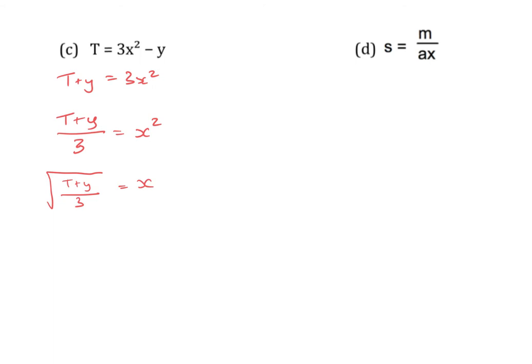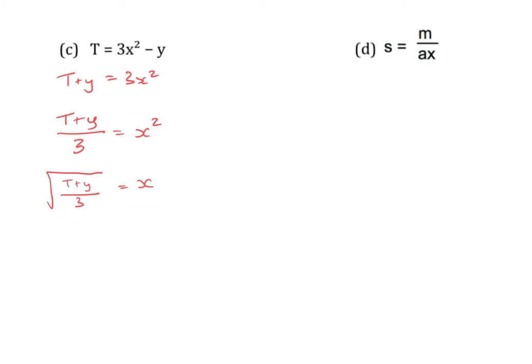For part D, we have s equals m over ax. Now here our unknown, or the term we want to isolate rather, is within the denominator of the fraction. That's not very nice. That kind of messes things up. So what we want to do is get rid of that. We want to get the x term, or the term enclosing x, up, so it's not the denominator.